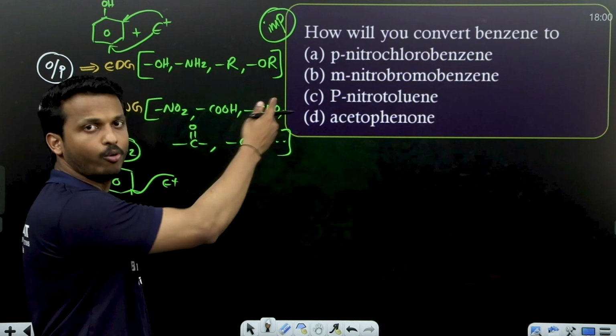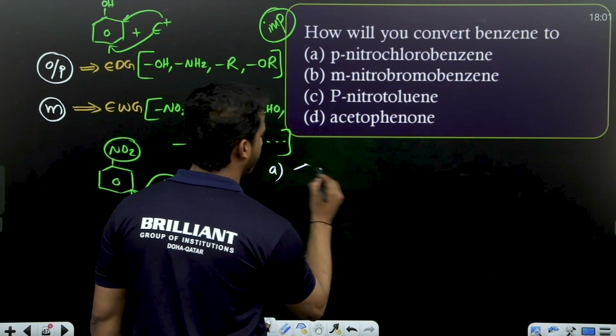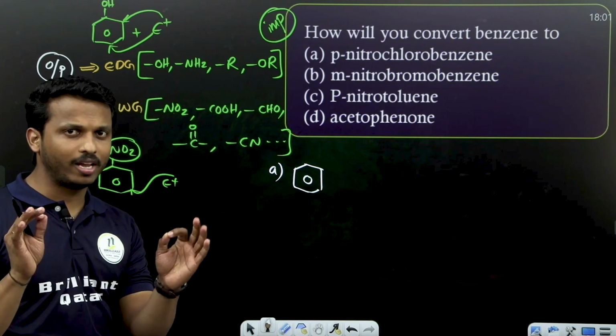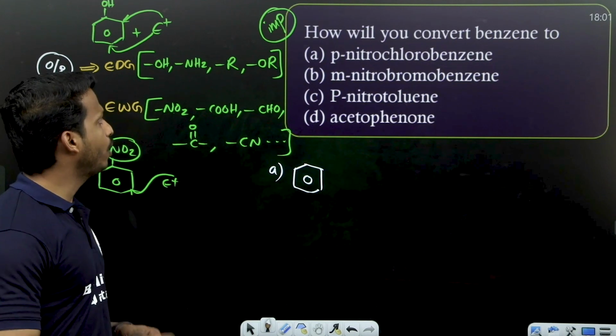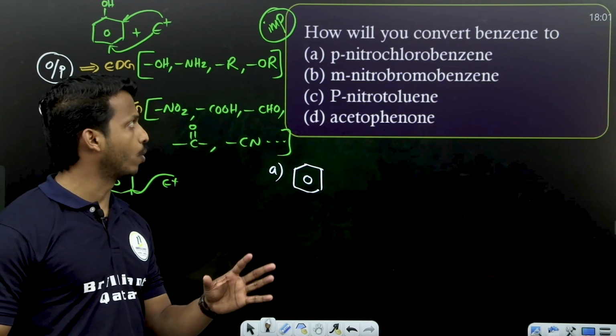Now let me perform how to do this reaction. Question: how will you convert benzene to, all of you very carefully, para-nitrochlorobenzene?